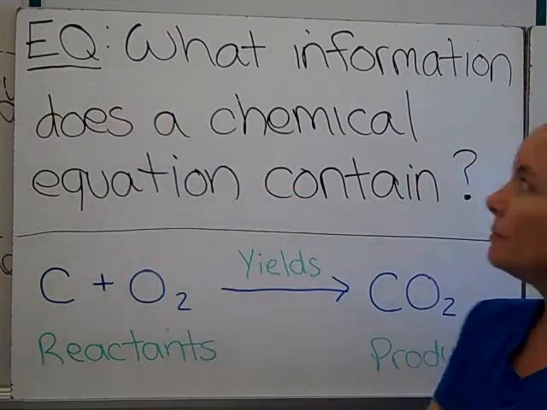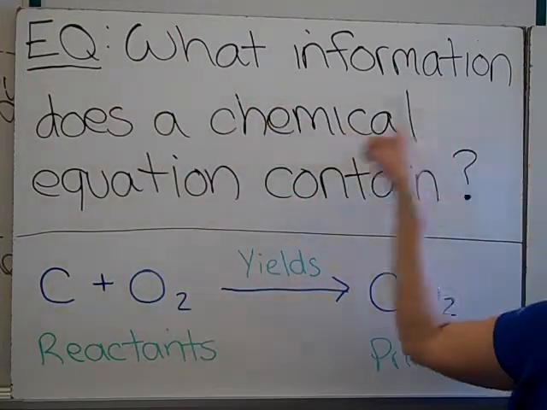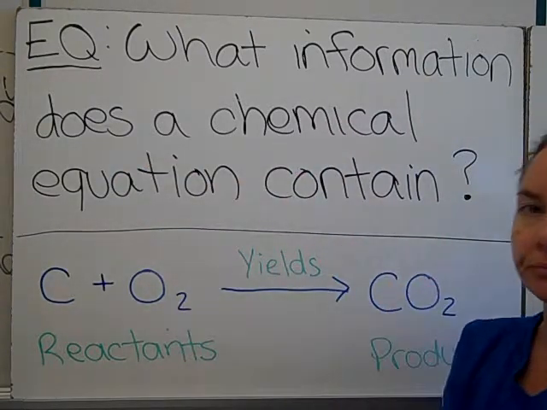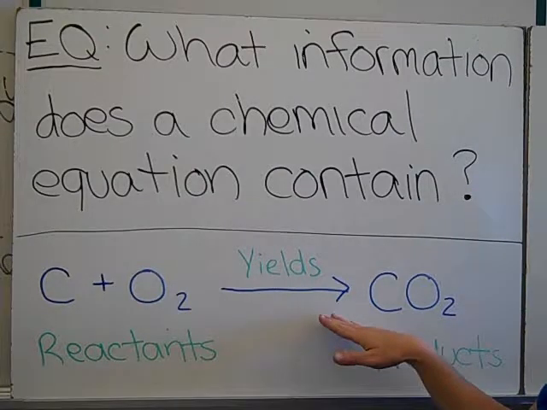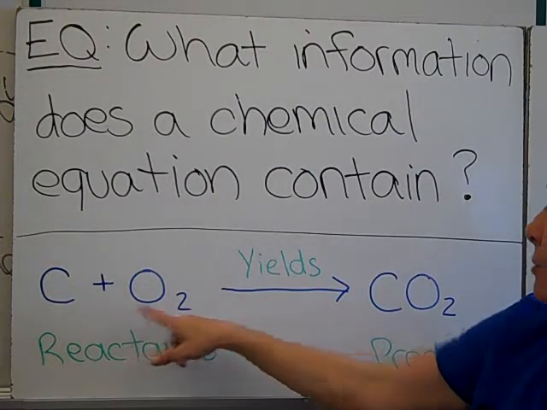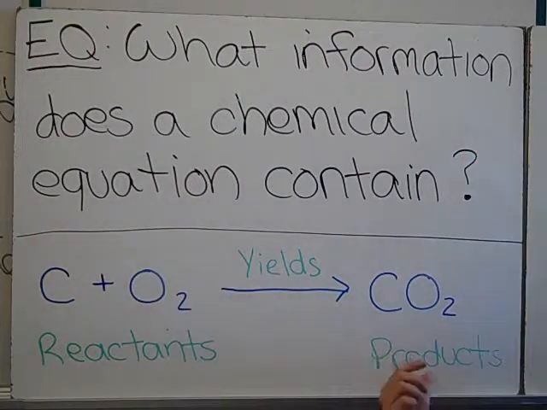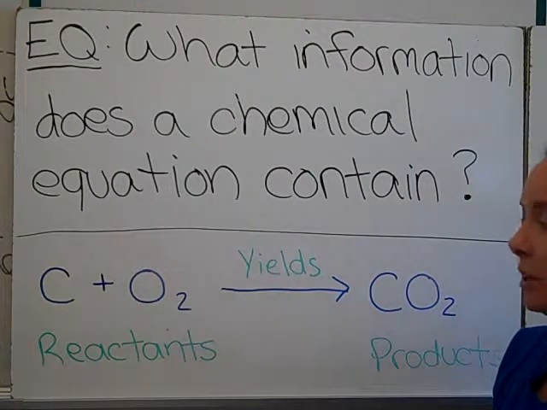The essential question: what information does a chemical equation contain? To start off with, chemical equations contain reactants on the left and products on the right. This is just like a math equation.